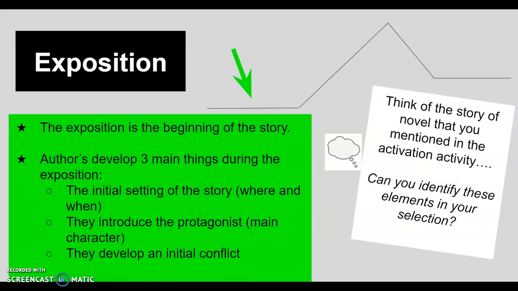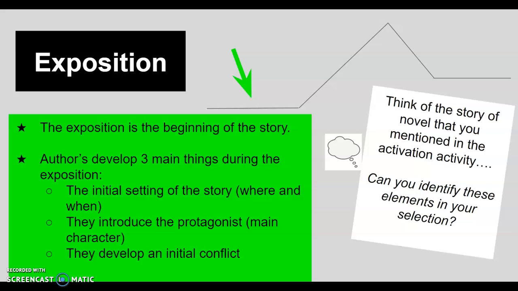Exposition. The exposition is the beginning of the story. Authors develop 3 main things during the exposition. They develop the initial setting of the story, which is where and when it takes place. They introduce the protagonist or main character, and they develop an initial conflict.